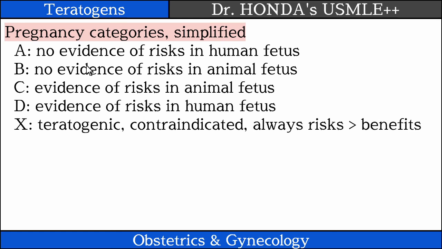You see this: no evidence, no evidence, evidence, evidence, and you get human fetus, animal fetus, animal fetus, human fetus. It's easy to remember this way. And pregnancy category X is teratogenic, contraindicated, always risks are higher than benefits.